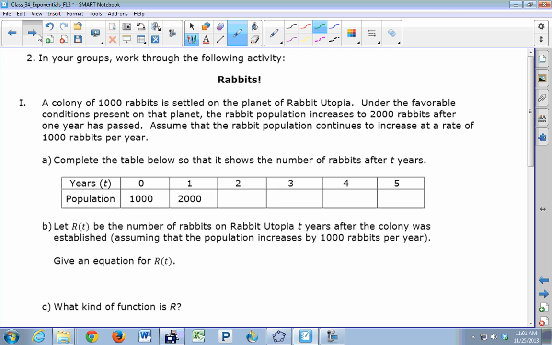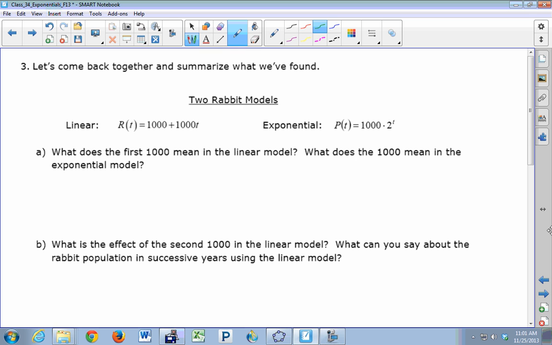So let's do our little summary here. We came up with these 2 models for our rabbit population. The first model you looked at was a linear model. Notice where I put the y-intercept. This is a typical way of writing linear equations when you look at it from a statistics point of view. You always start with your starting value, which we call the y-intercept, or b in our algebraic model. We start with 1,000, so that first 1,000 in our linear model represents the initial population of rabbits.